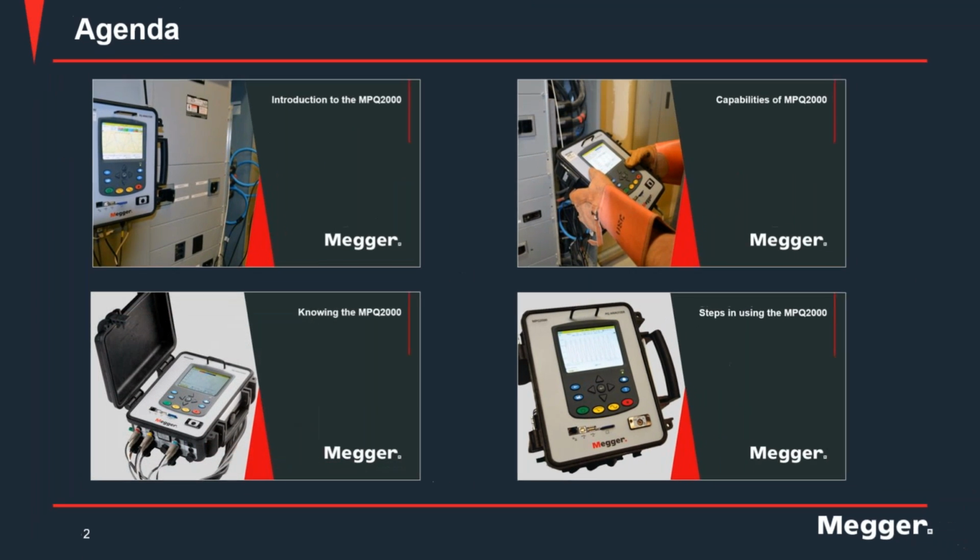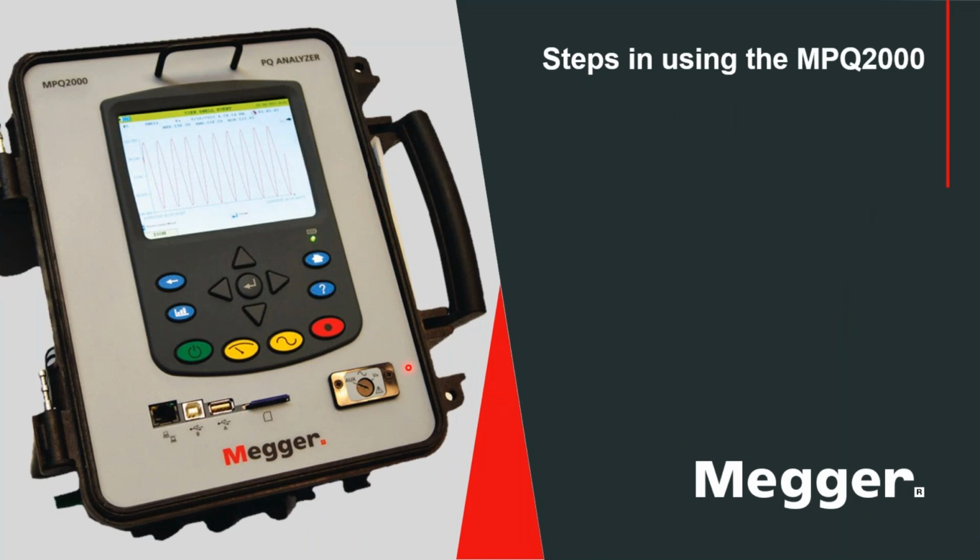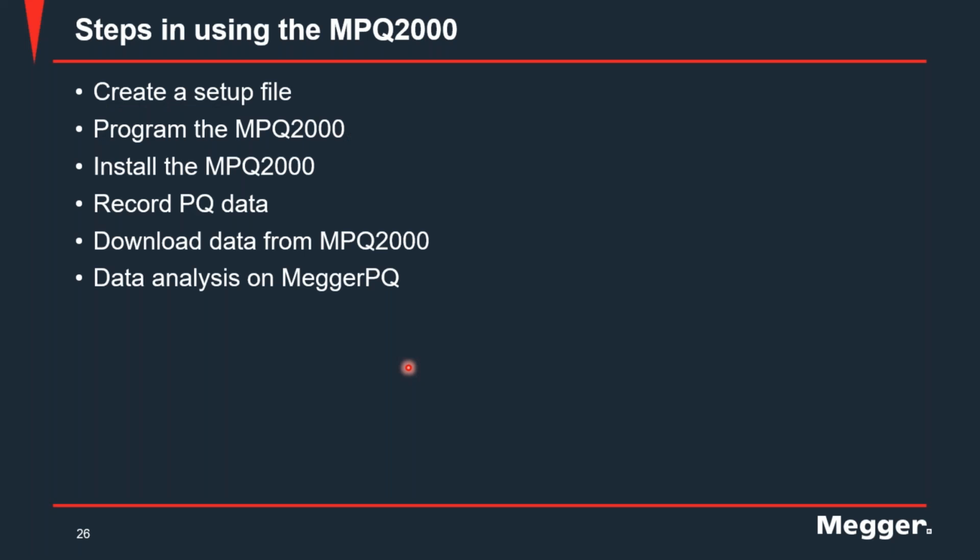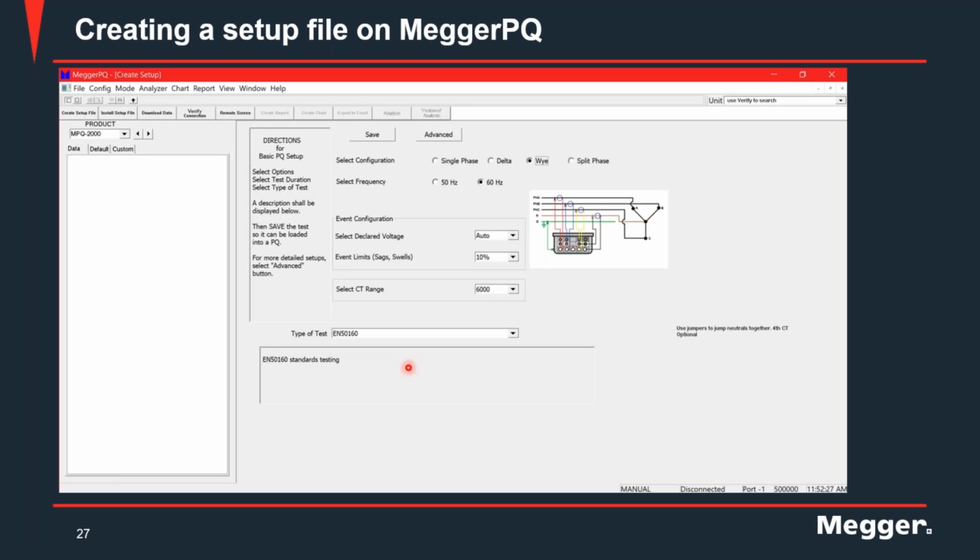Now let's get into the final section of the presentation, which is steps in how to use the MPQ 2000, right? So these are the steps, and you would start off by creating a setup file. Then you would program the recorder. You would install the MPQ2000 on location. The recorder would record, and once the recording is complete, you would download the data from the unit, and then you would analyze the data on the MegaPQ software. And we are going to briefly go over each of these steps.